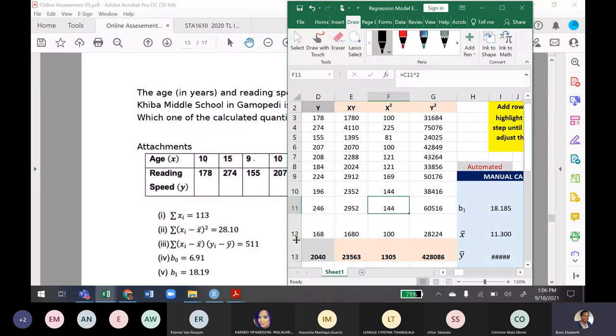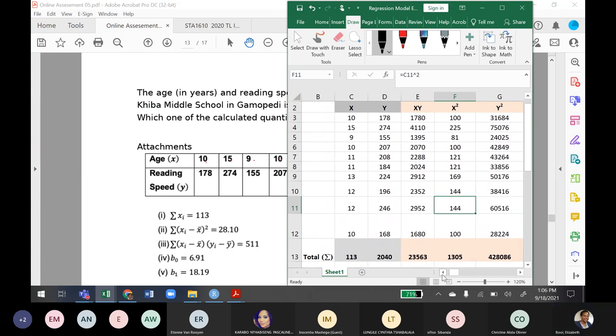Okay, so the first one says the sum of x is 113. That's correct because that is 113.